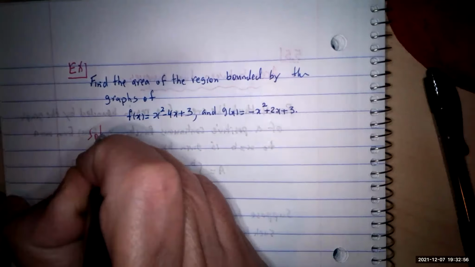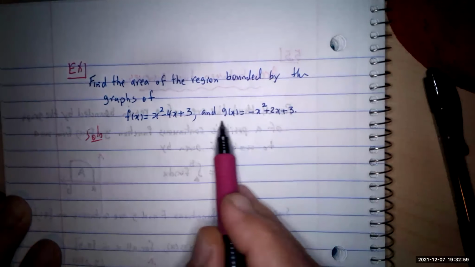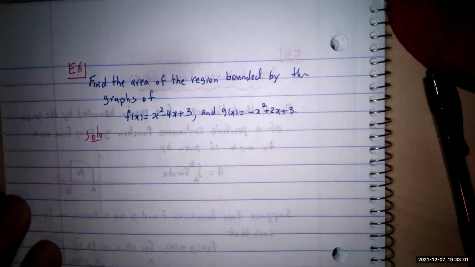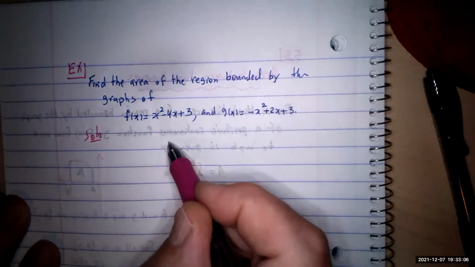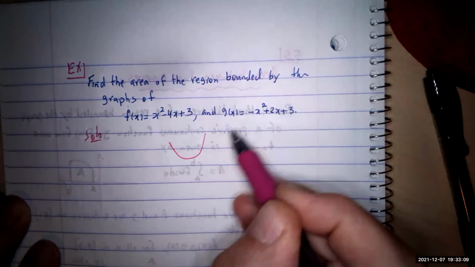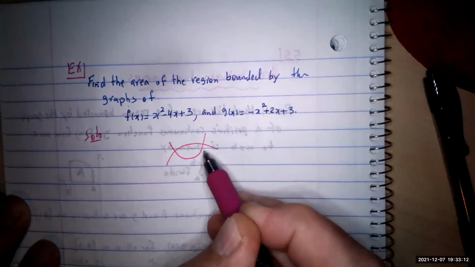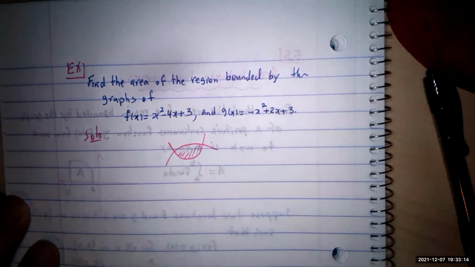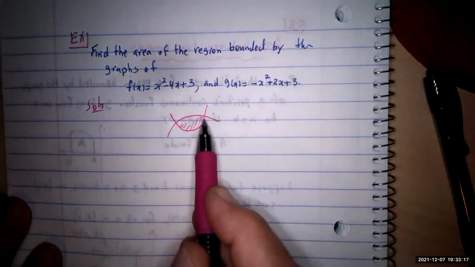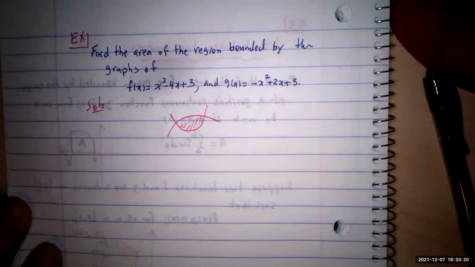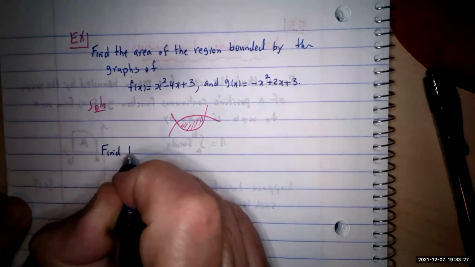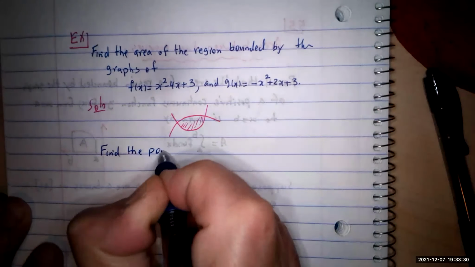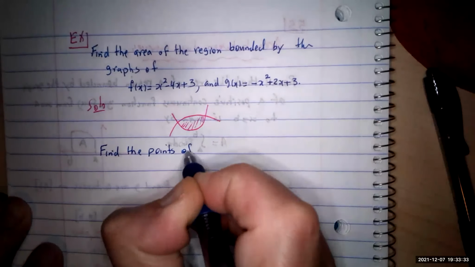So the solution is going to be, these two functions are parabolas, and when the coefficient of x squared is positive, it's going to open upward, and when it's negative, it's going to open downward. So roughly, this is going to be the region that you're going to have. But you have to find this intersection first. So for the solution, find the points of intersection.